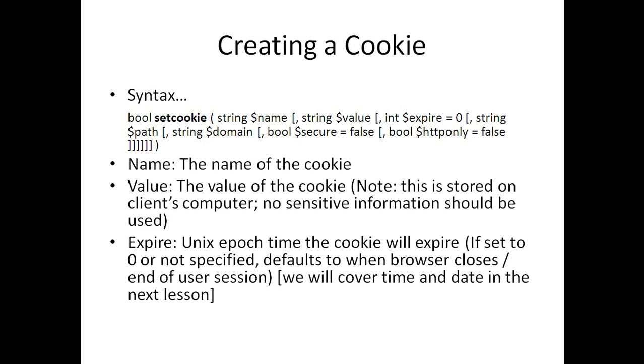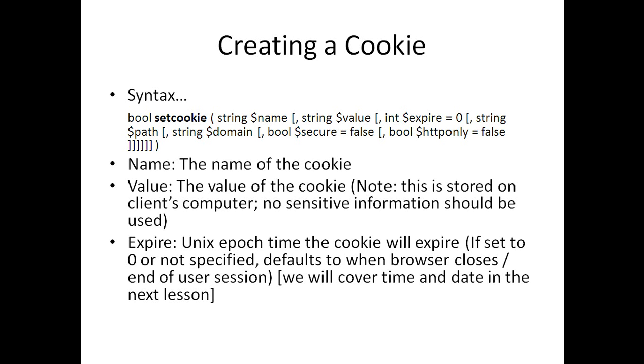Here's how to create a cookie. You use the setcookie command. It returns a boolean. You pass it the name of the cookie and the value of the cookie, its expiration as a Unix epoch time, and the path and domain of the cookie, which I'll talk about in a second. Plus you have the secure boolean and the HTTP only boolean, which I'll mention in the next slide.